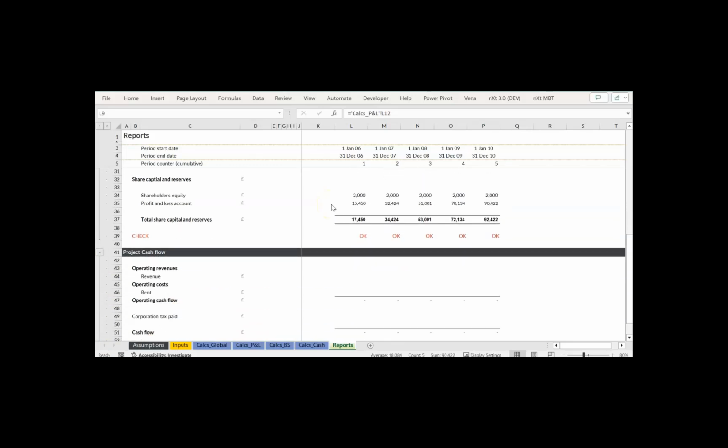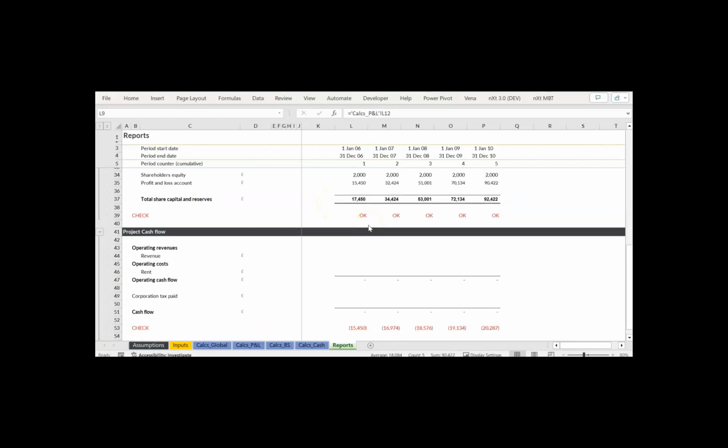We also have a cash flow statement, which we also need to link up the revenue cash flow.